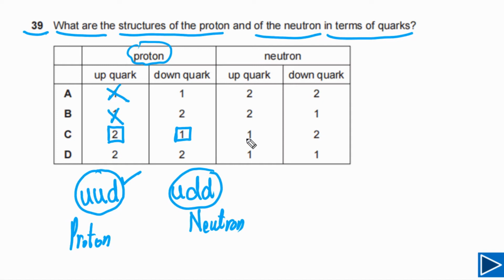But if you look at neutron, it is given to us it consists of one up quark. This is also right. It is also given to us it consists of two down quarks. So this is also correct. So the answer for this question is C.